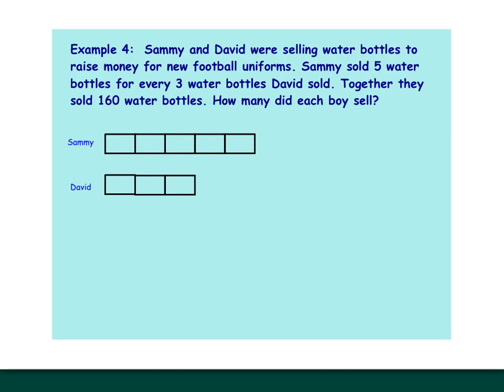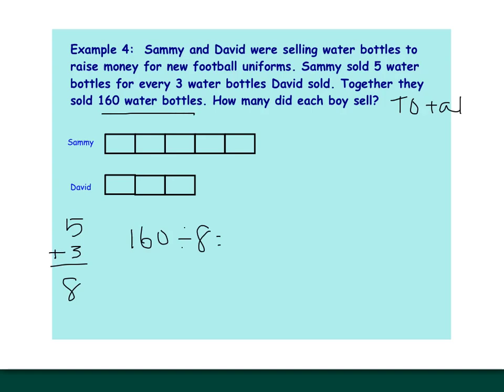Now that I have my tape diagram created, I'm going to look at what other information they provide me with. It also says that together they sold 160 water bottles. So this is an example of a total that I have. So I'm going to follow those set of steps here. Therefore, I'm going to start with counting the total number of units in my tape diagram. Well, I have 5 plus 3, which will be 8 total blocks or pieces of tape in my tape diagram. Then I'm going to divide my total, which was 160, by those 8 groups to tell me how many units should be in each group.